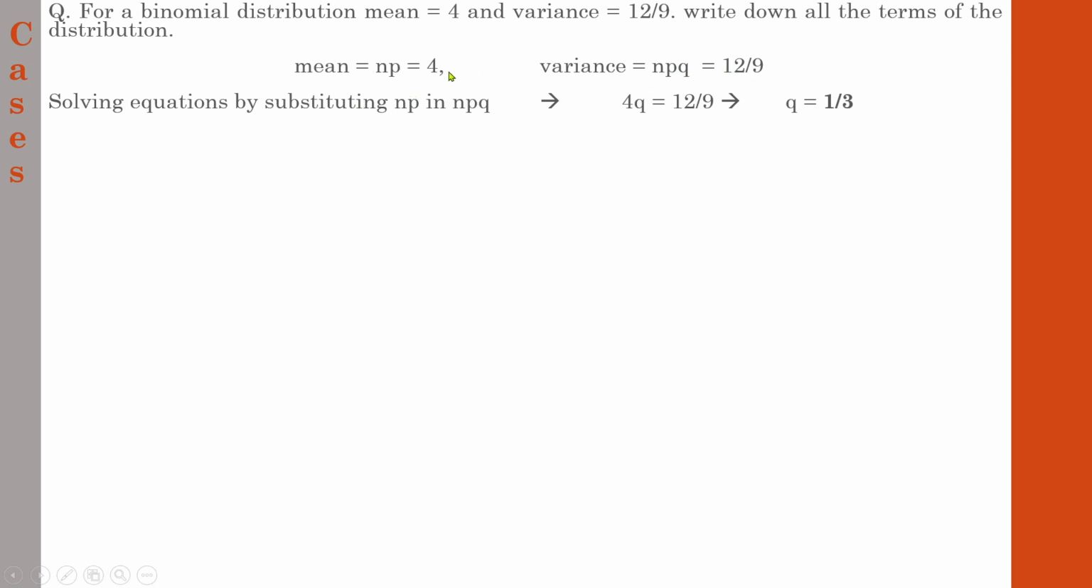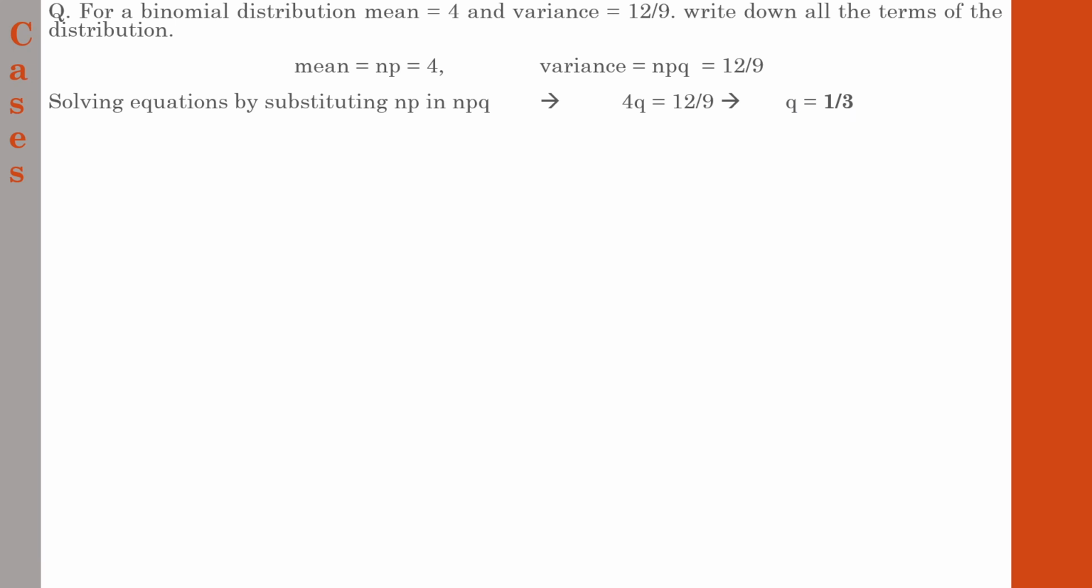Just substitute the value of 4 in this one. So instead of NP we can write 4. So 4Q equal to 12 by 9. So the value of Q is 1 by 3. So you have got the value of Q.